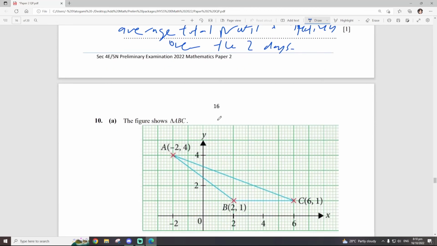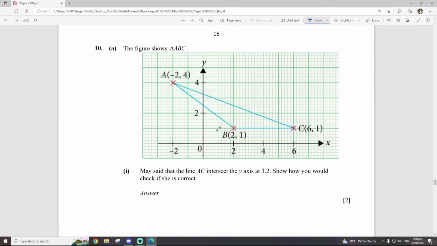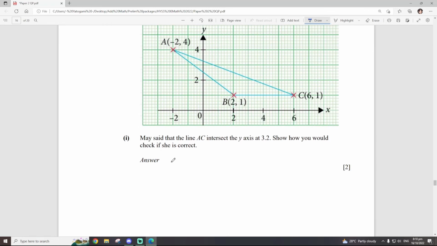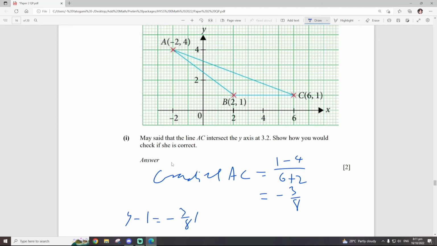Okay. Figure shows coordinate geometry. May say the line AC intersects the y-axis at 3.2. Okay, so for this we find the equation of the line. So gradient AC is the rise over run, so y2 minus y1 over x2 minus x1, which is minus 3 over 8. Okay. Then y minus y1 equals m times x minus x1, x minus 6.